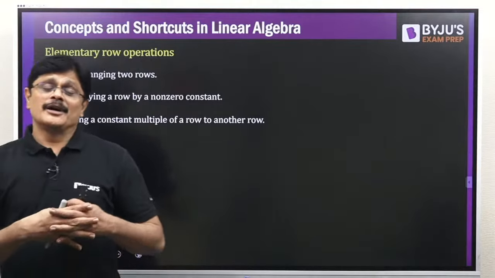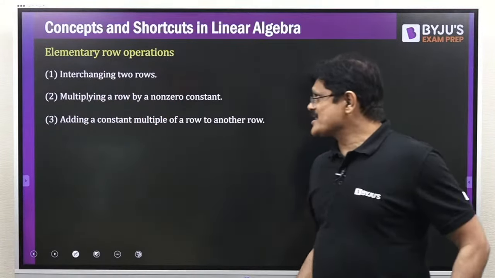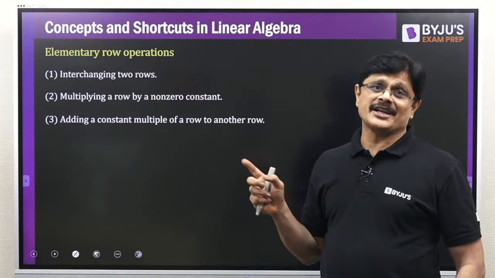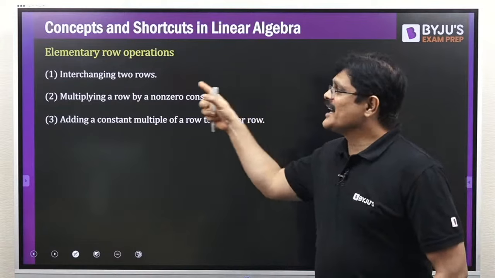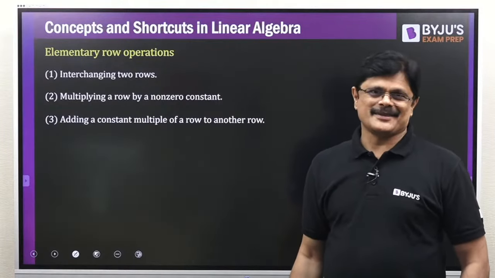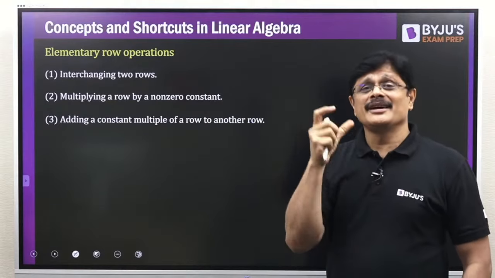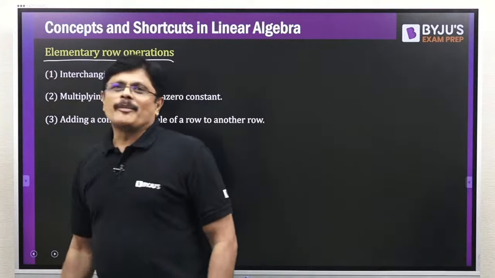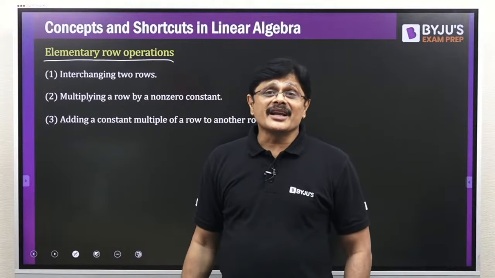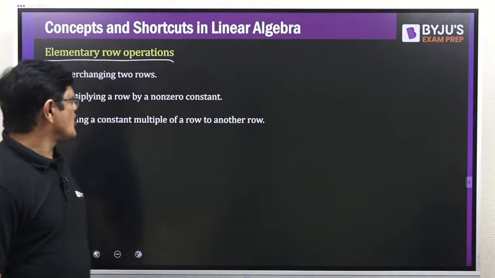Right. Now, my main concept for today is elementary matrices. To understand elementary matrices, we should know elementary row operations, and the heart of linear algebra is elementary row operations. These are called elementary row operations. Now, these three are called elementary row operations.